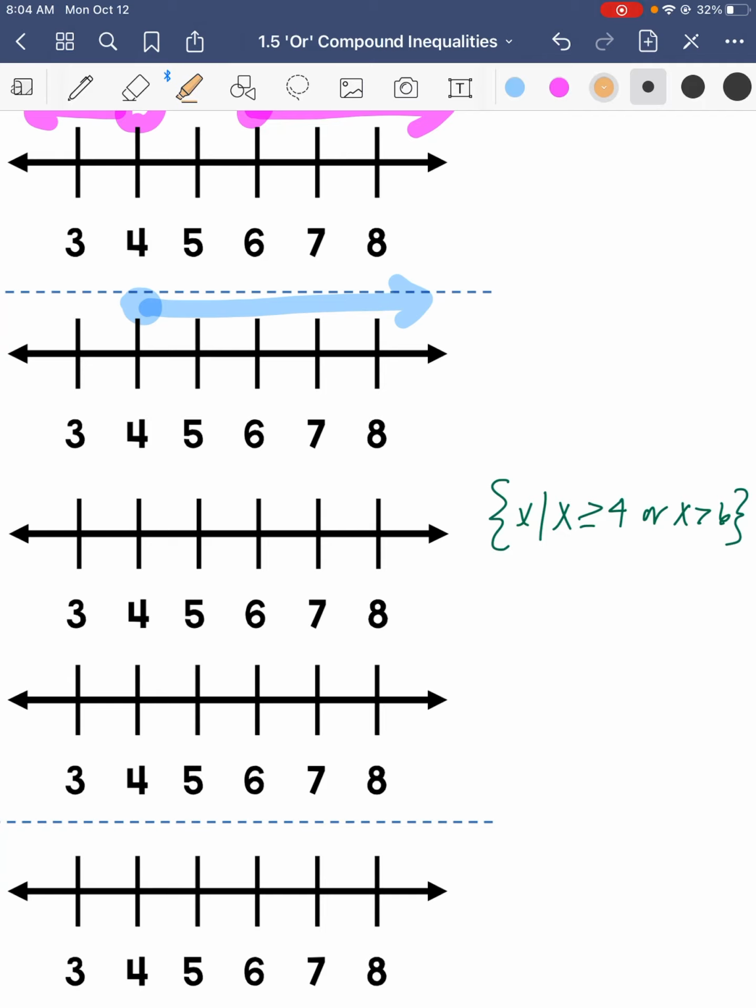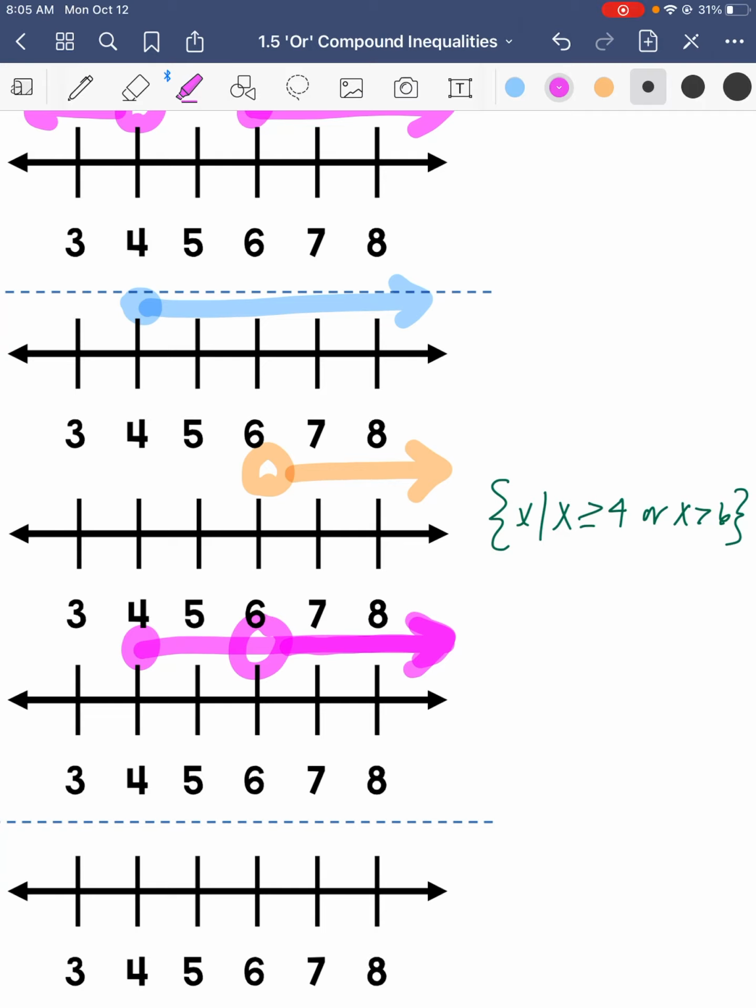Okay, on the second graph, let's graph our x is greater than 6. So above 6, we're going to have an open dot, and we're going to be going this way. And you can see here that we're going to be overlapping, okay? And that's fine. This is what it's going to look like. So let's graph the first one, closed circle over 4 going to the right. And then over 6, let's just count an open circle and then another arrow going that way.